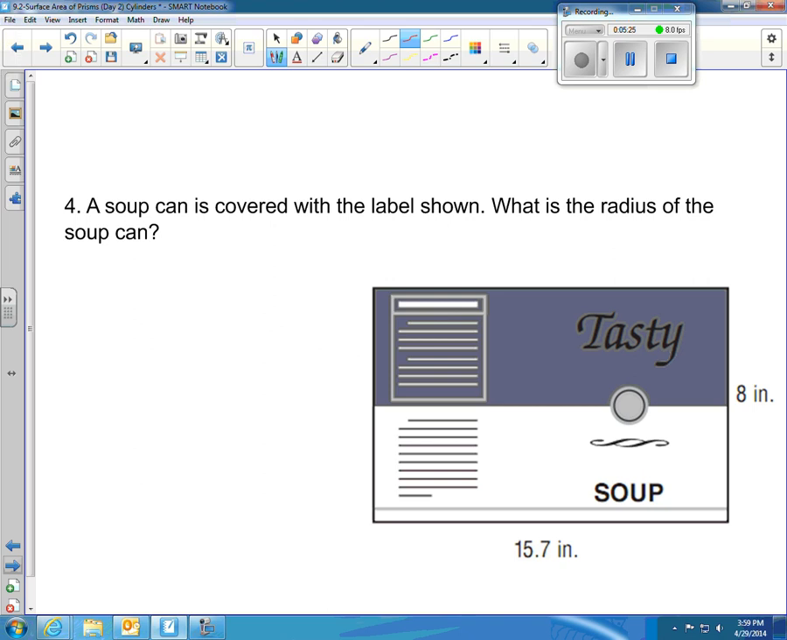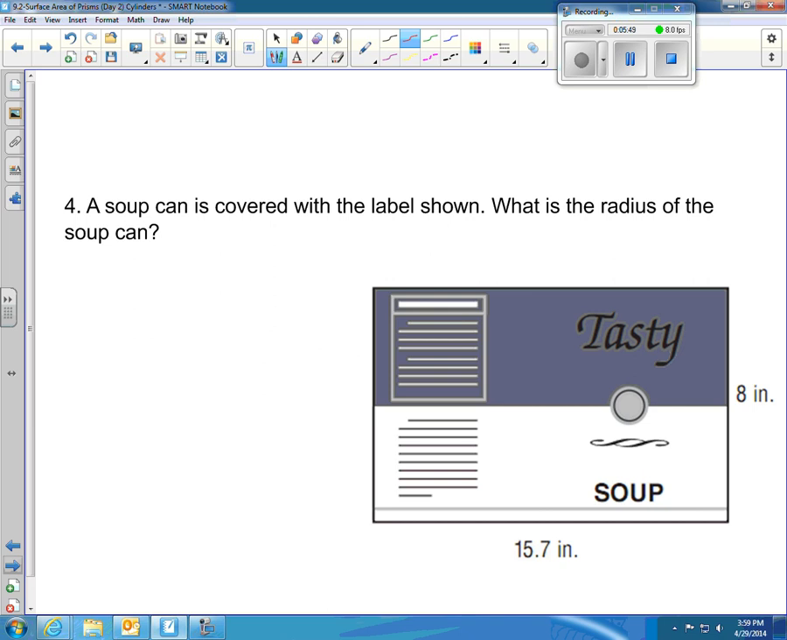A soup can is covered with a label shown. What's the radius of the soup can? Okay, so here, this is my example of how when we talked about the side of a cylinder prism, it's a rectangle. Think about this label is wrapped around a soup can, so that's a cylindrical prism. If we take that off, the label is a rectangle.